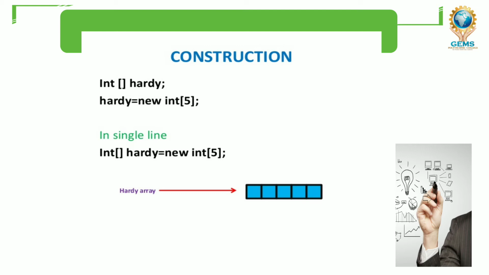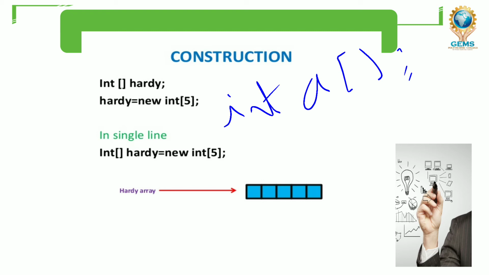Now look here. Int a bracket, this is the array declaration. Array declaration is over. After the array declaration, you have to assign the elements to that particular array. You declare the array. Why are you declaring the array? To assign the elements.